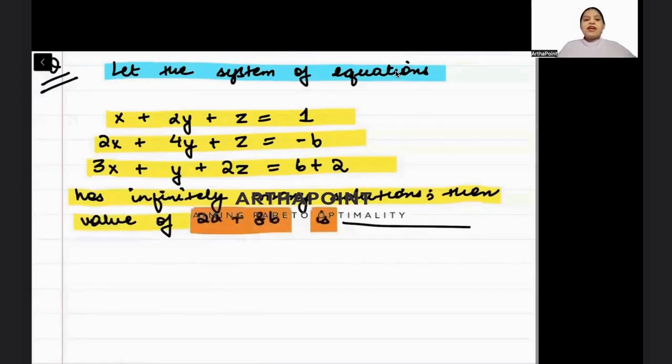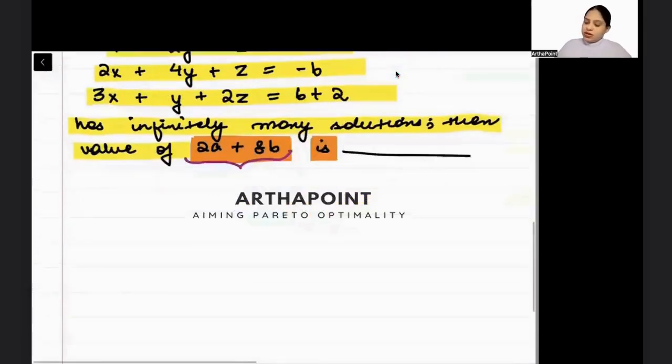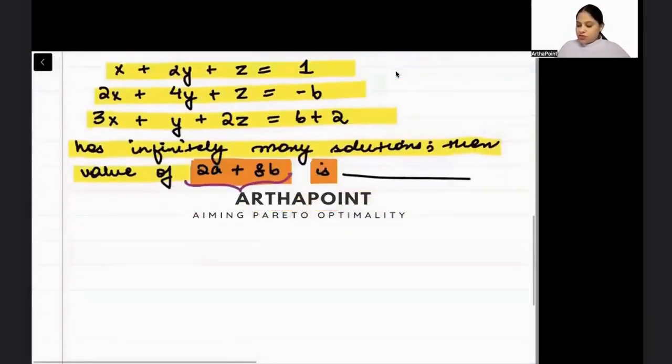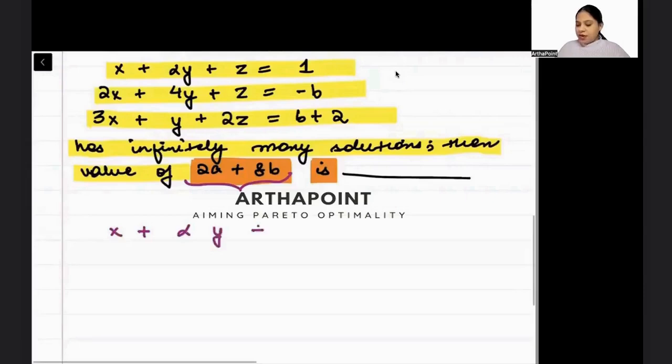अगर इसके infinitely many solution है तो हमें 2a plus 8b का value निकालना है. We have to find the value of 2a plus 8b. ठीक है बेटा, तो let us look at the equations first. तो क्या बोल रहा है? x plus alpha y plus z. This is not alpha, हाँ? या alpha ले लो या a. Take this as the same thing, okay, बेटा?